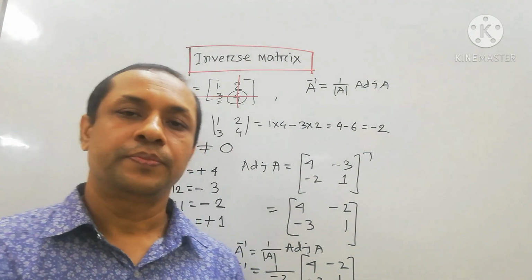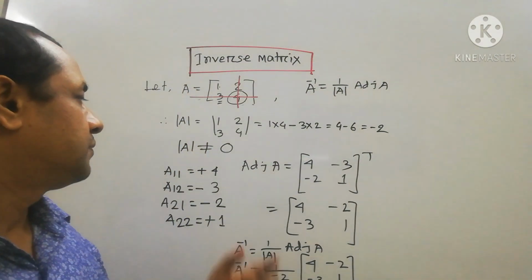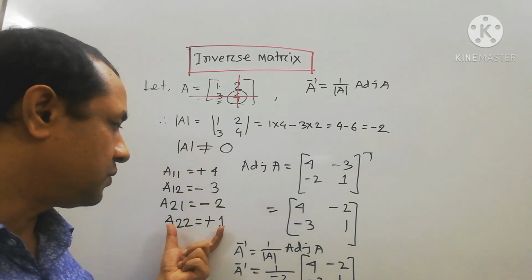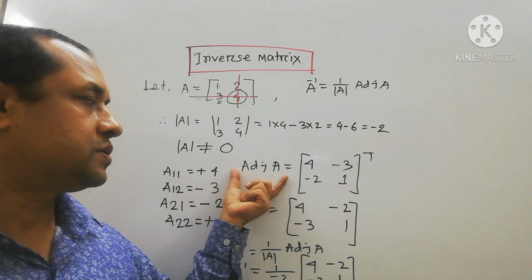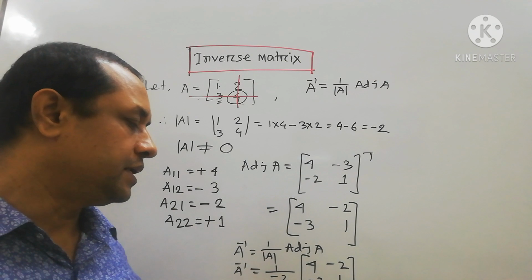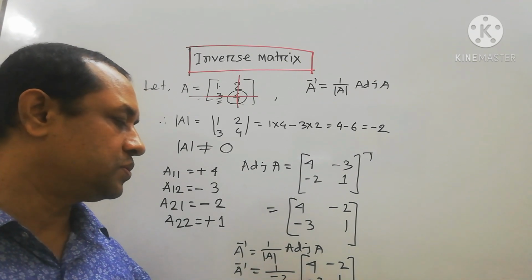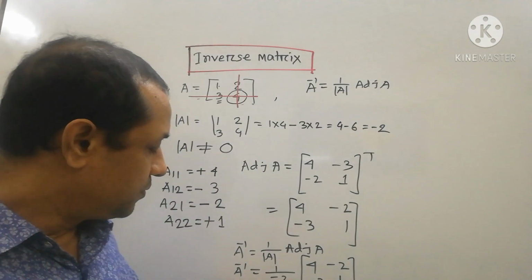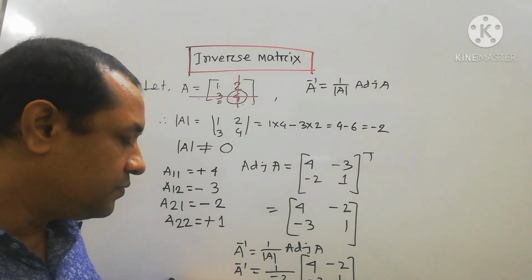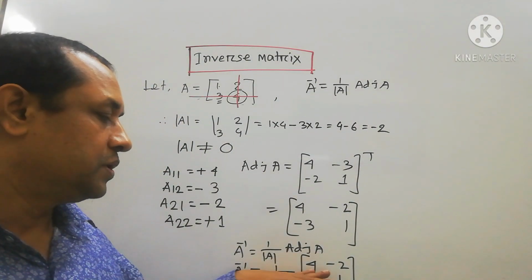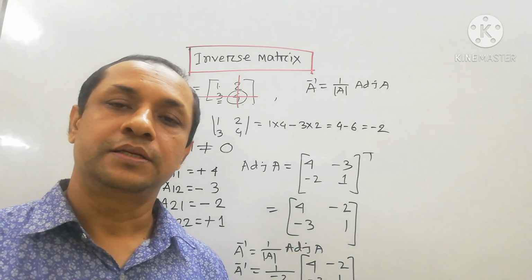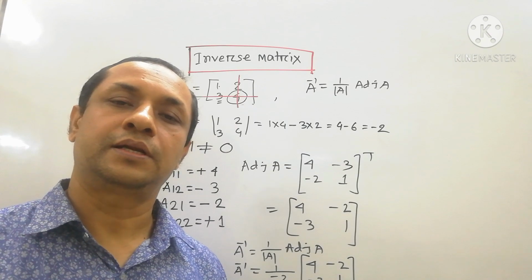So students, attention please. Here first find the value of the determinant, then find the cofactors, then the adjoint of the matrix, then A inverse is 1 by minus 2 times the matrix 4, minus 2, minus 3, 1. So the value of A inverse is 1 by minus 2 times 4, minus 2, minus 3, 1. I hope that students you are clear.